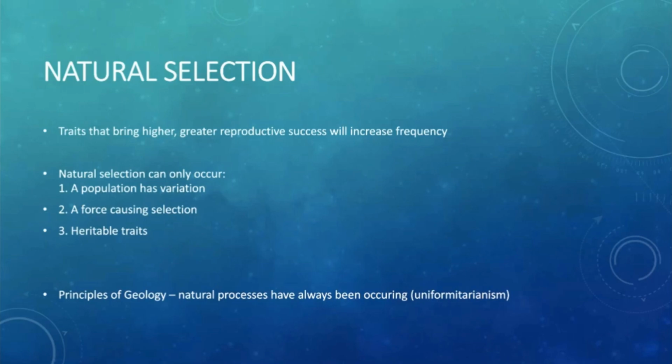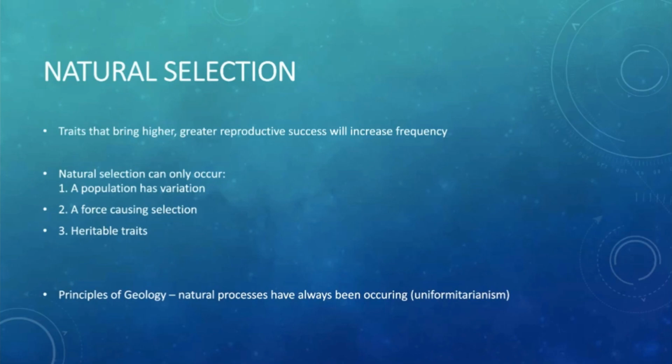Natural selection can only occur if, one, a population has variation. If a trait is advantageous and helps the individual survive and reproduce, the genetic variation is more likely to be passed to the next generation. Secondly, there is a force causing selection to occur in the first place. A force will cause environmental pressures to favor certain traits that are passed on to offspring.